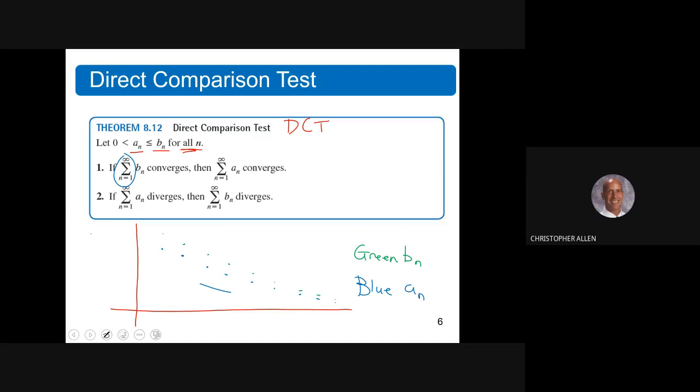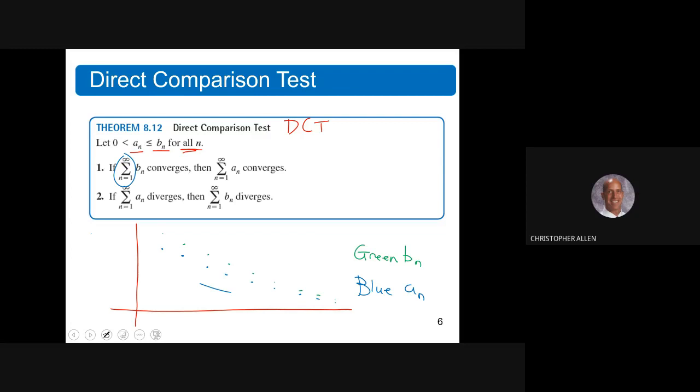Notice that all the blue stuff is below the green stuff. Agreed? So here's what I'm saying. If the green stuff converges, guess where the blue stuff is? Below it, correct? So if all the green stuff converges as we add them together, guess what has to happen to the blue stuff? It also has to converge. Kind of makes sense intuitively, doesn't it?